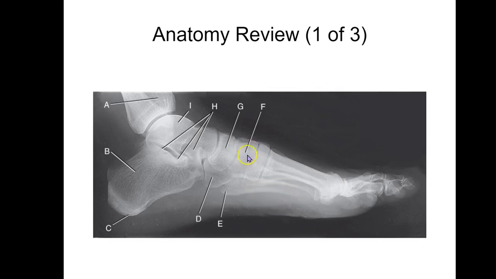F is the region of the superimposed cuneiforms. G is the navicular. H is the subtalar joint, the joint below the talus, where the talus meets the calcaneus, and then I, of course, is the talus. Hopefully you were able to see that this is a lateral foot x-ray. Again, we'll practice labeling these anatomical structures in lab.